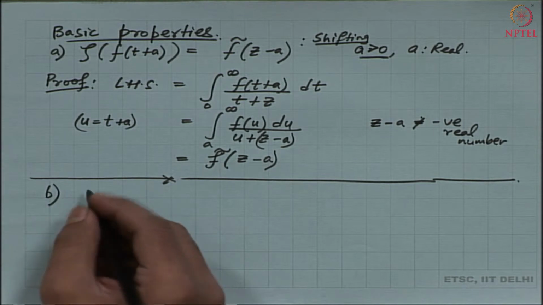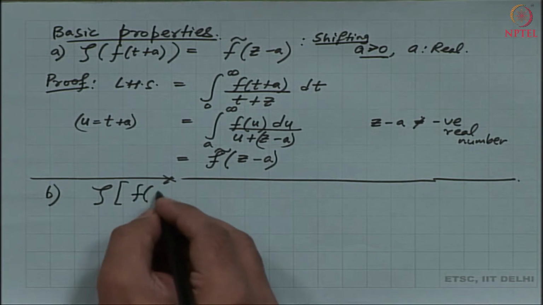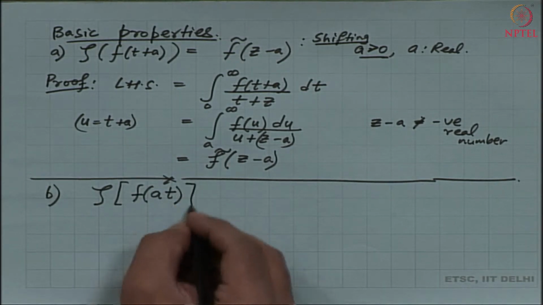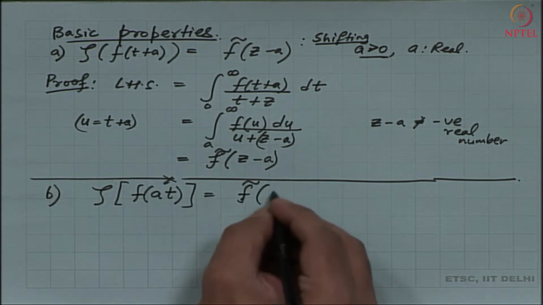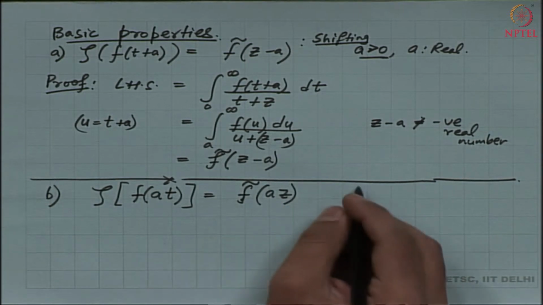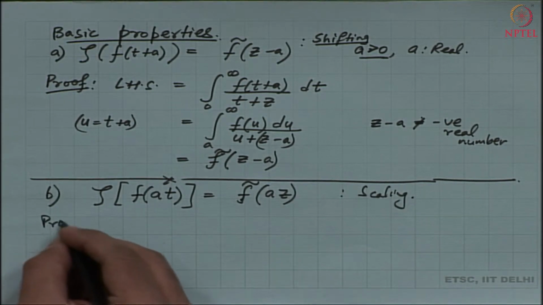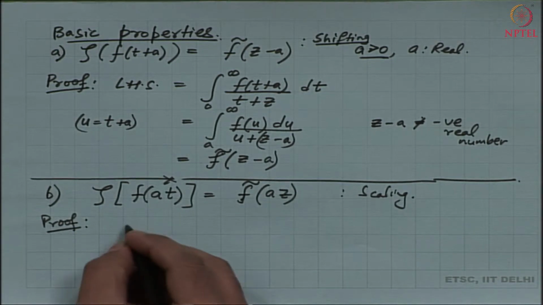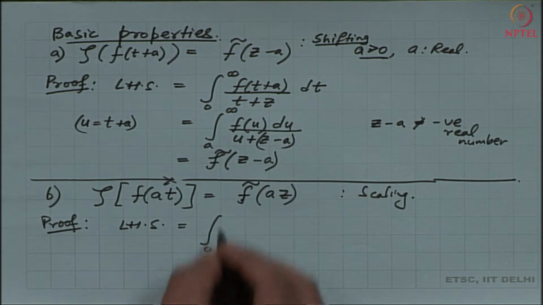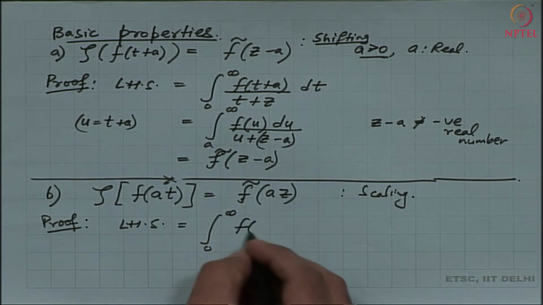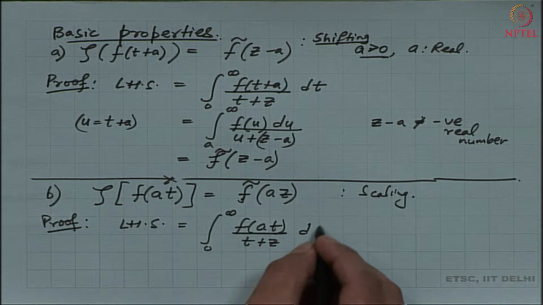The second property shows that if I am given the function f, then the Stieltjes transform of the scaled function is given by the transform at the scaled new variable. I call this the scaling property. Again, the proof is rather straightforward. I start with the left hand side, and I get the integral from 0 to infinity of f(at) divided by (t + z) dt.